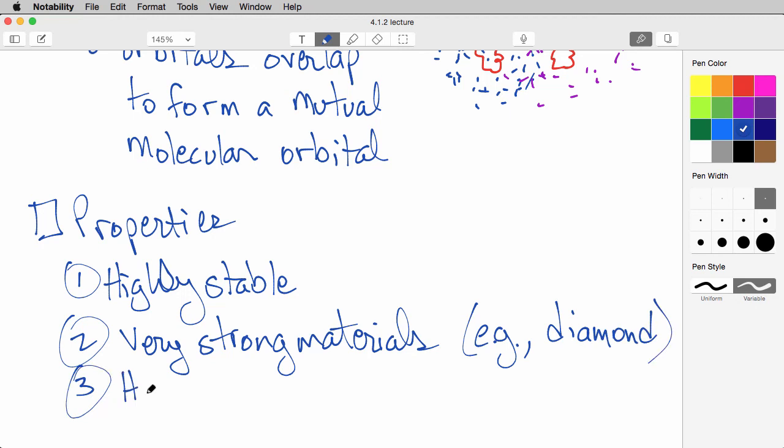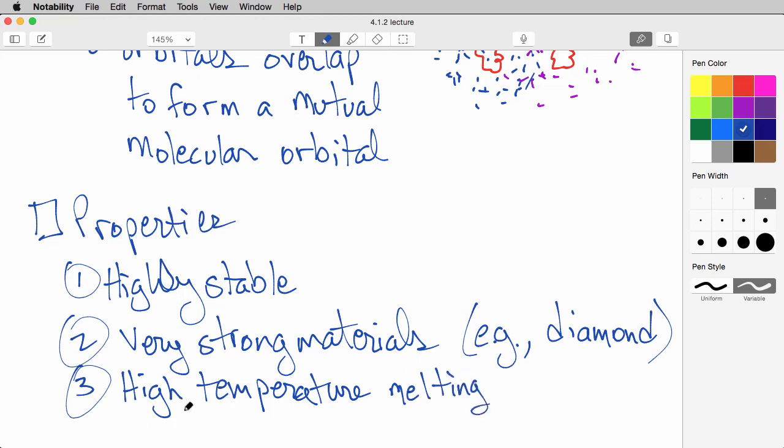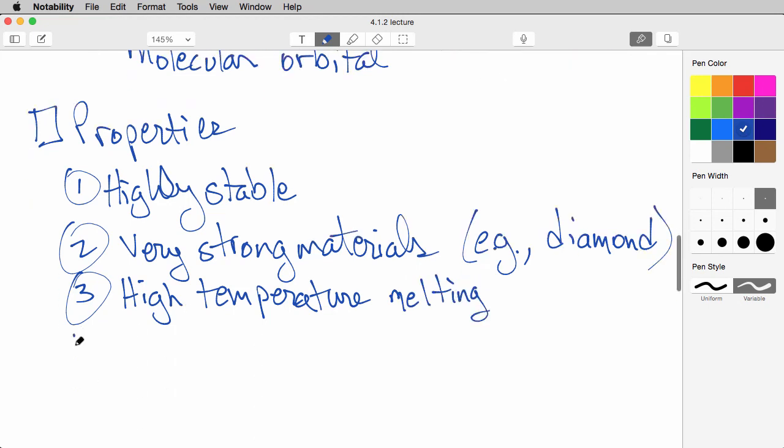And because of these very strong bonds, a very high temperature is needed for melting. And then lastly, they're also poor electrical conductors in general. Why? Because again, there's no free electrons. All right, well, that's it for now.